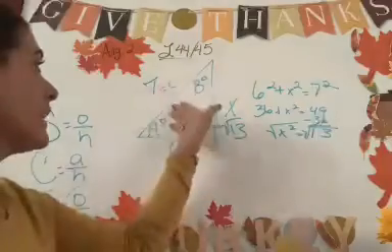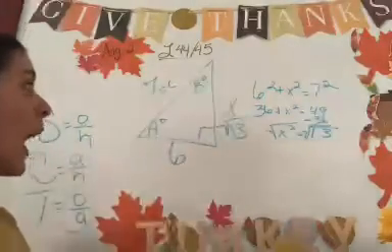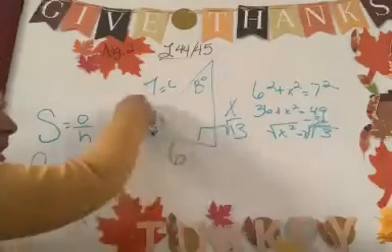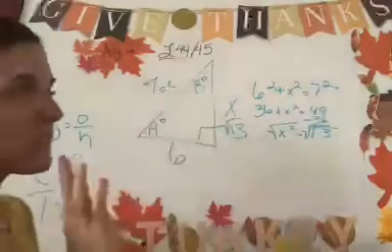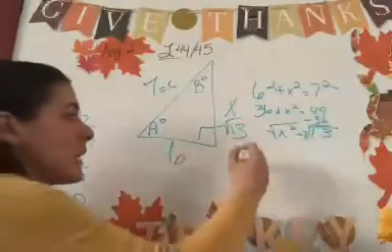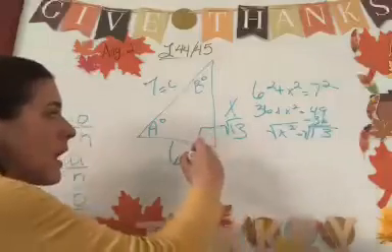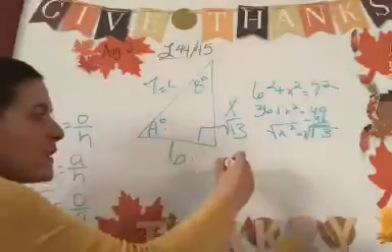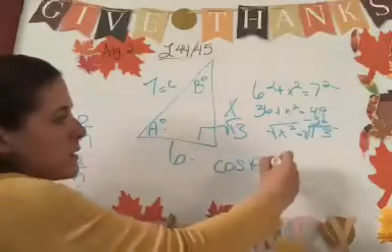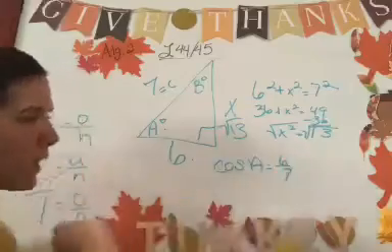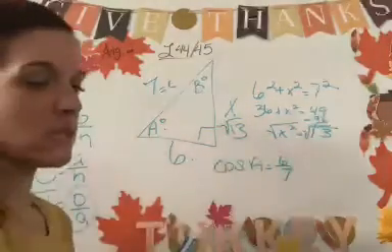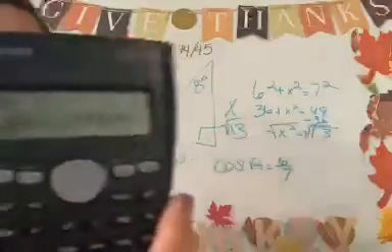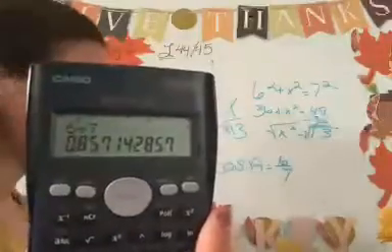Now we have to find A and B. Okay, to find A, I want to use the 6 and I want to use the 7. I don't want to use that ugly square root 13 because that's not going to be fun to use. So this is adjacent to the A and this is hypotenuse to the A. So I'm going to use cosine. Cosine A equals 6 over 7, okay? Cosine A equals 6 over 7. Okay, 6 over 7 is 0.85, etc., okay? 6 divided by 7.